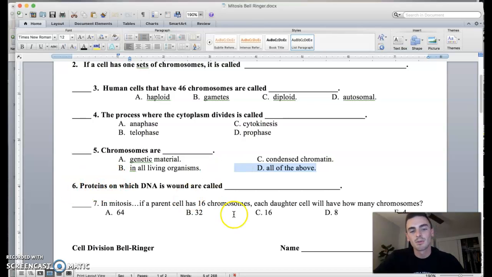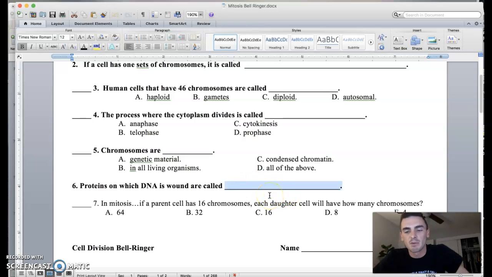Number 6, when we coil that DNA, those special proteins are called histones. Those special proteins we wind it up on, like the extension cords I talked about, are histones. That is spelled histone.